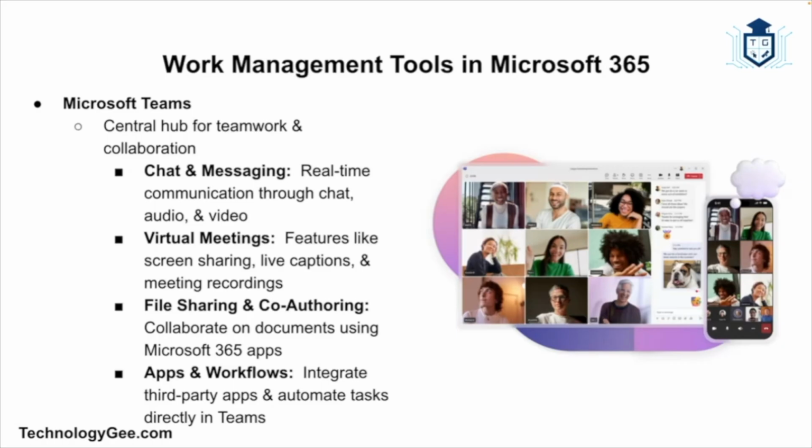So the first one is Microsoft Teams, and this is the central hub for teamwork, communication, and collaboration. Microsoft Teams offers chat and messaging so you can instantly communicate with team members via chat, audio, or video calls. It has virtual meetings, so you can host meetings with features like screen sharing, live captions, and meeting recordings. It has file sharing and co-authoring, so you can collaborate on files in real time using integrated Microsoft 365 apps. So you can integrate third-party apps and automate tasks directly within Teams.